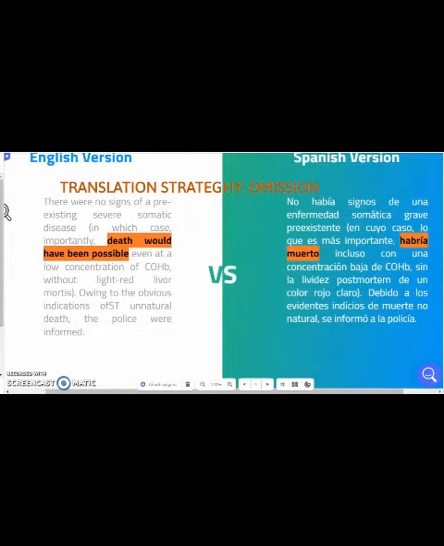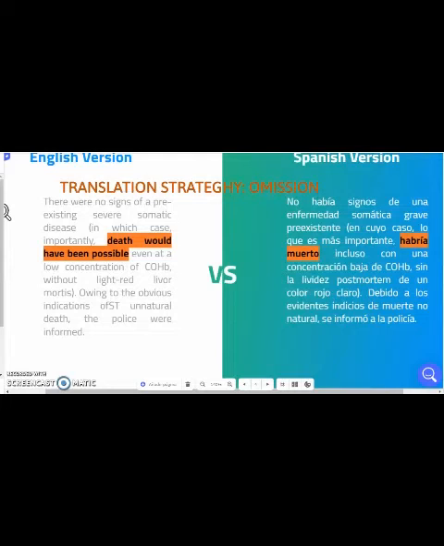Okay, guys, and now in this part of the source text, I found a syntactic problem, which is highlighted in orange color. This is a problem because I want to avoid lengthy explanations in the target text. So please focus on the source text sentence. It says, death would have been possible. If you literally translate this sentence into Spanish, the result is la muerte habría sido posible.